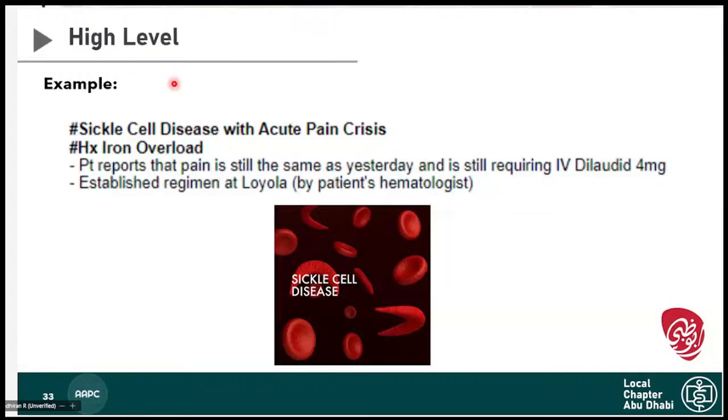Example: we have sickle cell disease with acute pain crisis. Sickle cell is when the RBC shape changes. RBCs carry oxygen and nutrition to all tissues. Once the nutrition and oxygen do not reach the tissue, definitely tissue death will happen. At that time the patient will feel severe pain. This type of condition also falls under high risk.